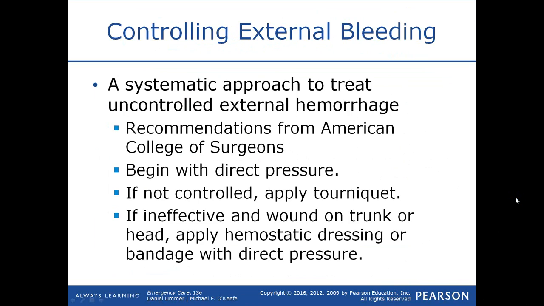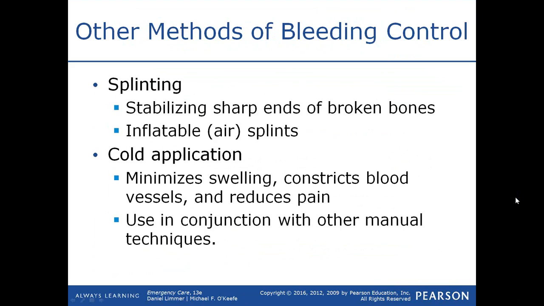Now, we should have a systematic approach to treat uncontrolled external hemorrhage. They say begin with direct pressure unless it's massive. If you cannot control it with direct pressure or it's massive, apply a tourniquet. If ineffective and the wound is on the trunk or the head, pack a hemostatic dressing in the wound and put direct pressure on it.